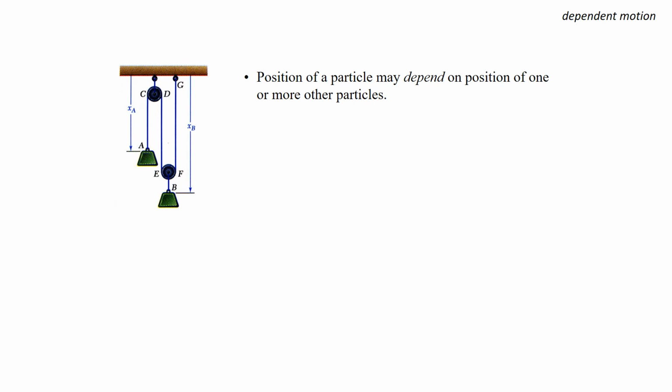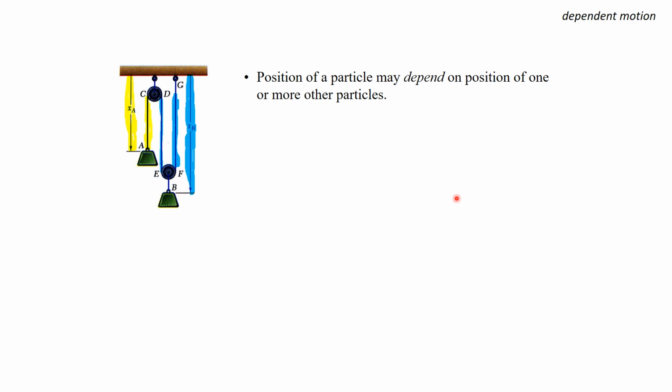Dependent motion. Let's consider the case where we have two weights, weight A and B, and they are connected together over a system of pulleys. Okay, so you see how this rope is wrapping from the ceiling all the way down to B, all the way back up to C and D, and then down to A. Do you remember these problems from statics? Okay, so how do these guys depend on one another?